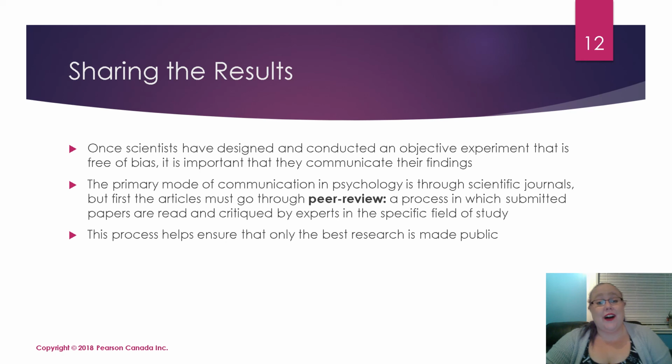So now we'll move on to the next criteria on our list of important criteria for good scientific research. It's really important that we share the results of our research. Once scientists have designed and conducted an objective experiment that is free of bias, it's very important that they communicate their findings. The primary mode of communication in psychology is through scientific journals. But first, the articles must go through peer review.